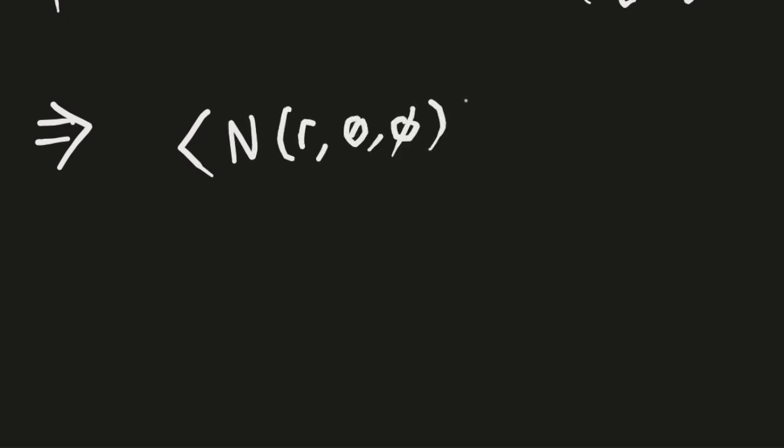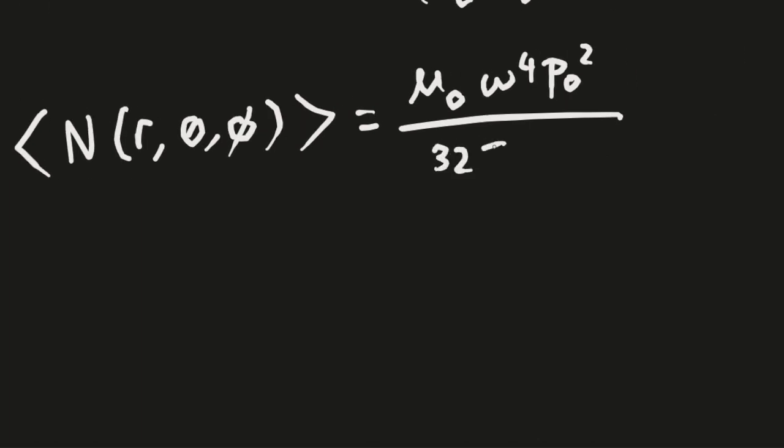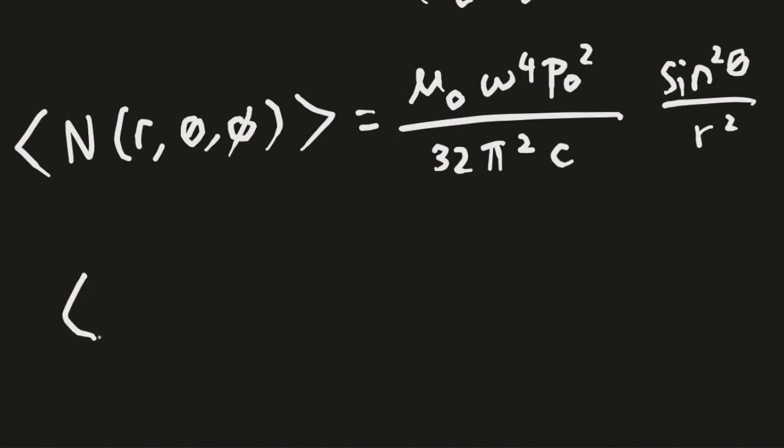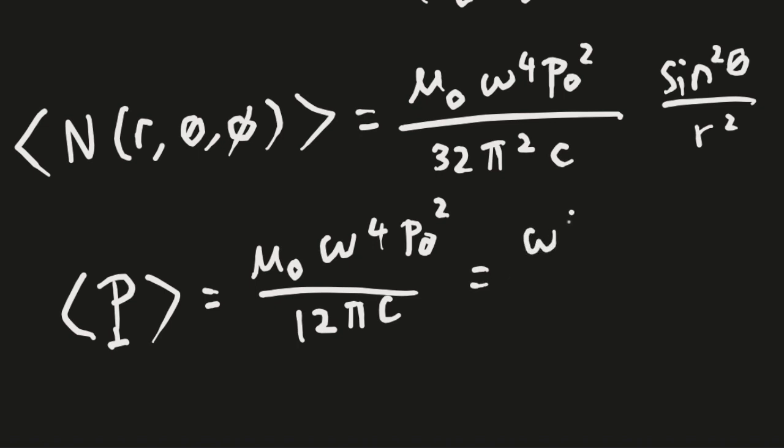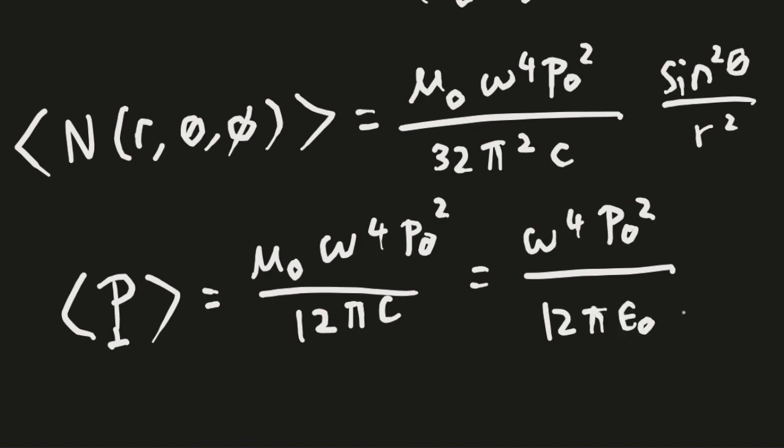And our result is that the average Poynting vector looks like p naught squared over 32 pi squared c, sine squared theta over r squared. And this is an average over time, just to make that clear. And the average of the power looks like omega to the 4 p naught squared over 12 pi epsilon naught c cubed.